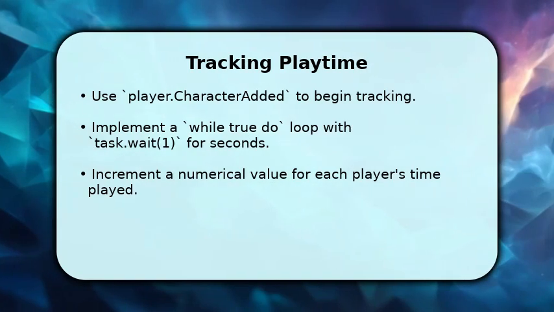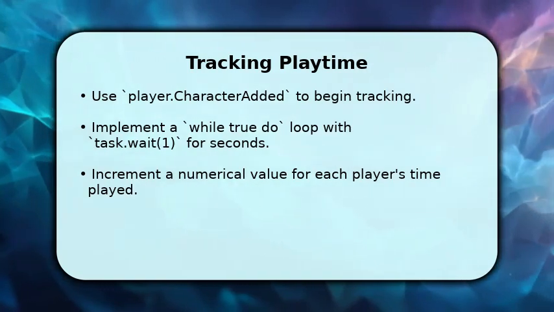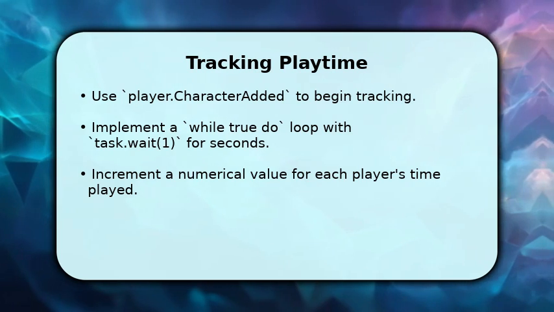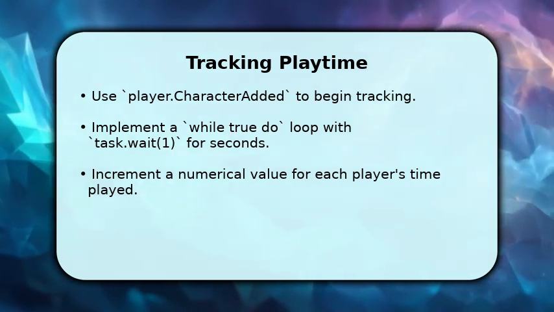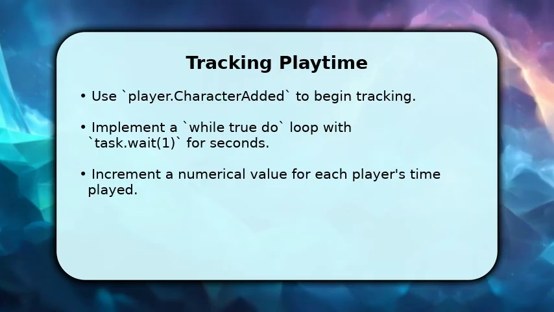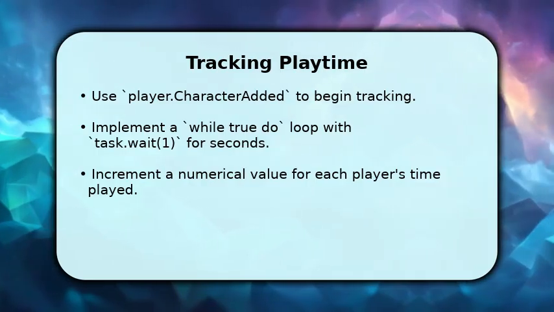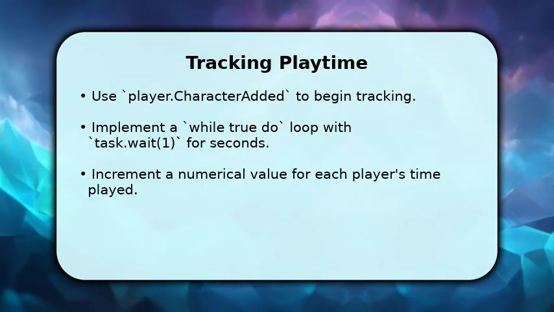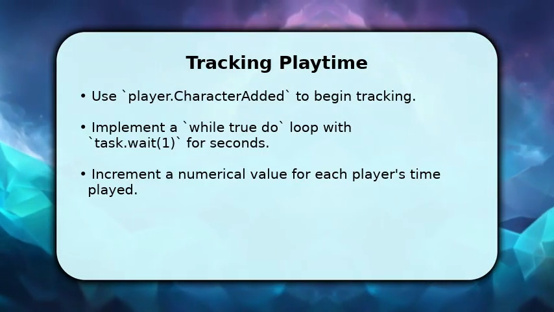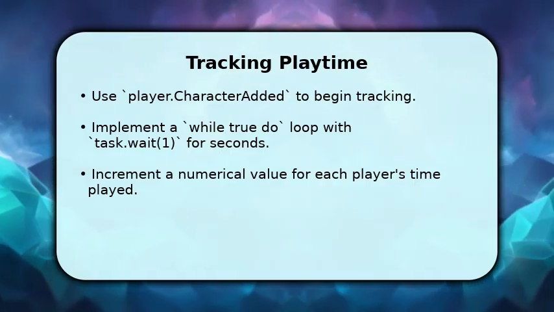To track playtime, connect to the player.CharacterAdded event. Inside this, create a while true do loop that waits for 1 second using task.wait(1). Within this loop, you'll increment a numerical value representing the player's total time in the game. This value should then be saved to your data store, ensuring their progress is recorded.